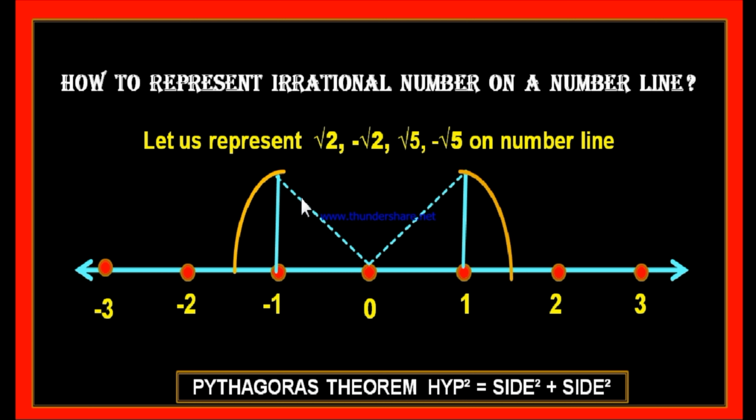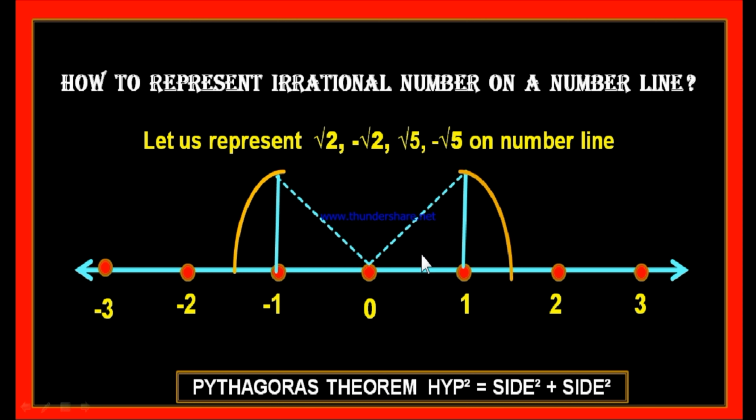Similarly, on this side also, you keep the point of the compass at 0 and stretch the compass up to this point and draw an arc like this. This arc may cut the number line on the negative side also. Now we know that this length is equal to root 2 units and this length is also root 2 units.